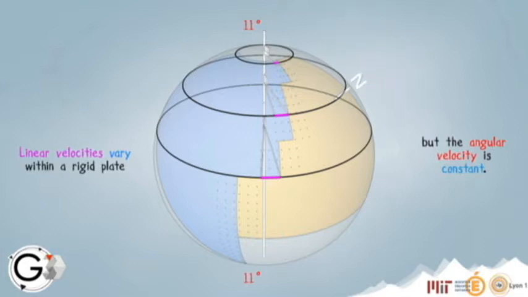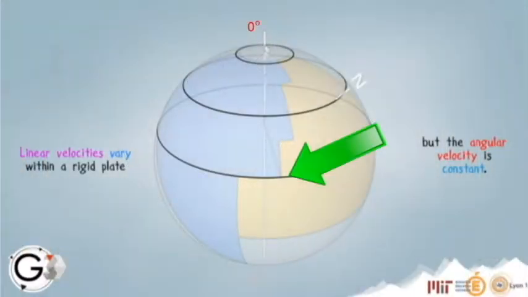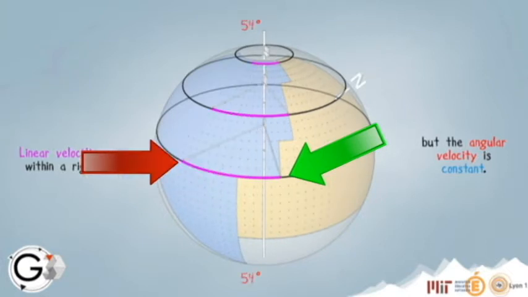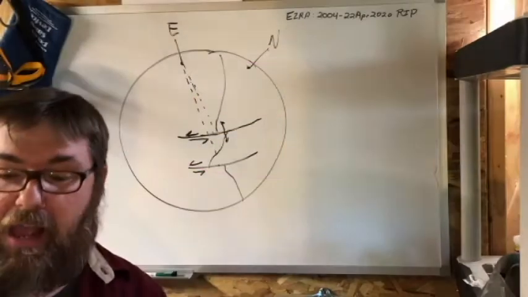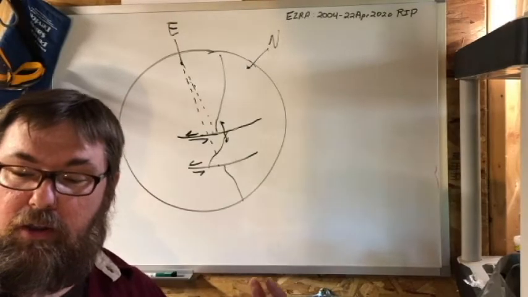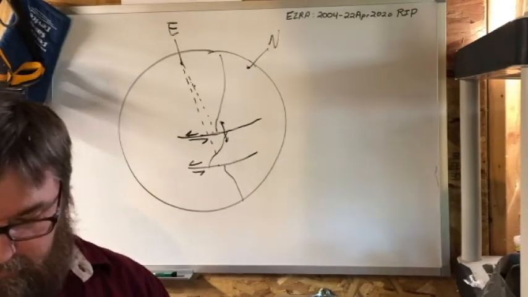Now, in order to keep the angular velocity consistent, as we move towards our Euler equator, we have to sweep out more distance than we do closer to our Euler pole. So from 0 degrees to 11 degrees to 31 degrees, see, it just keeps going, 54 degrees and 77 degrees. Those purple lines you can see closer towards our Euler equator, we have to move faster to keep that angular velocity consistent.